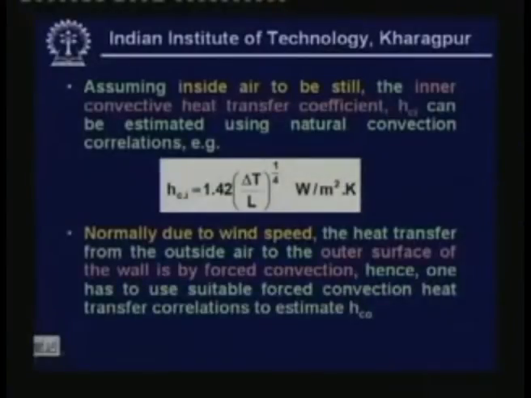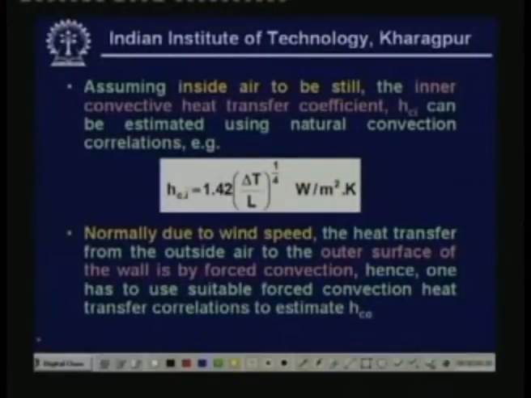A simple correlation is given here. For example, H subscript Ci is the natural convection heat transfer coefficient inside the conditioned space. This is equal to 1.42 multiplied by (delta T by L) to the power of 1 by 4, where delta T is the temperature difference between the surface and the air, and L is the length or height of the surface. This is generally valid for atmospheric air. So if you know the surface temperature and the air temperature and the dimensions of the wall, you can calculate the heat transfer coefficient.